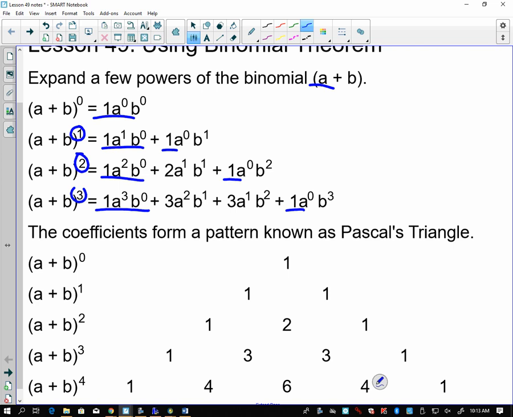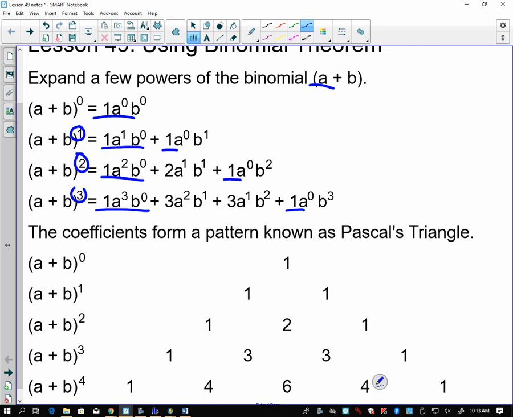So it always starts with the lowest possible exponent. The lowest possible exponent is always 0, okay? So the first variable starts with the highest exponent it can start with, which is whatever we're exponing it by, whatever power we're taking it to.